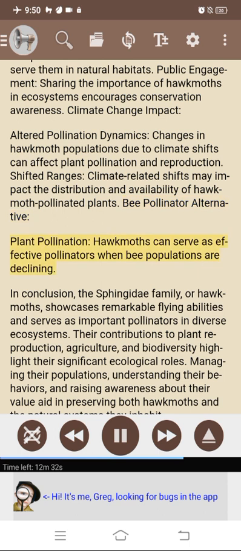Bee pollinator alternative. Plant pollination. Hawk moths can serve as effective pollinators when bee populations are declining. In conclusion, the sphingid family, or hawk moths, showcases remarkable flying abilities and serves as important pollinators in diverse ecosystems.